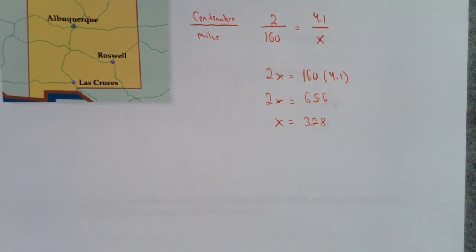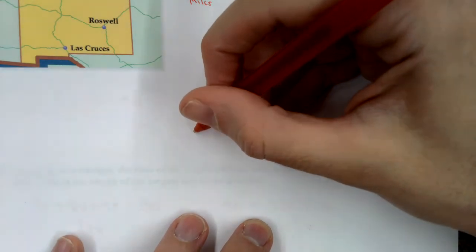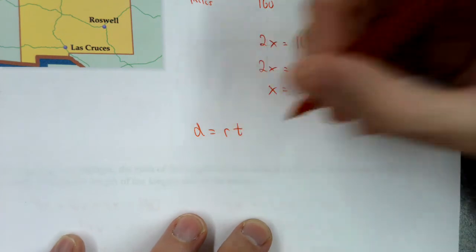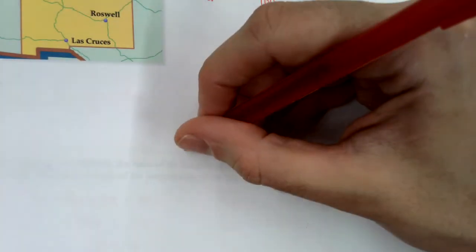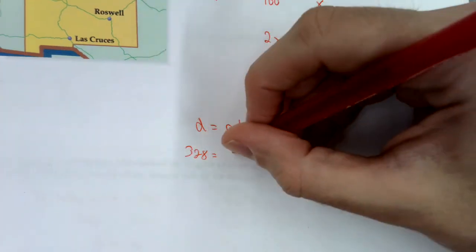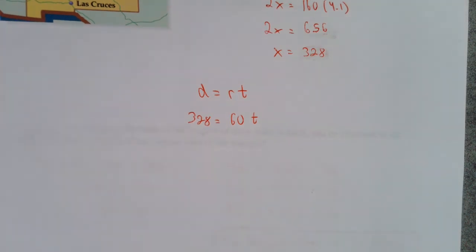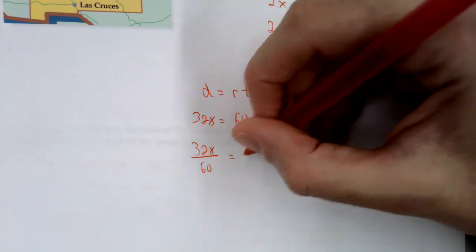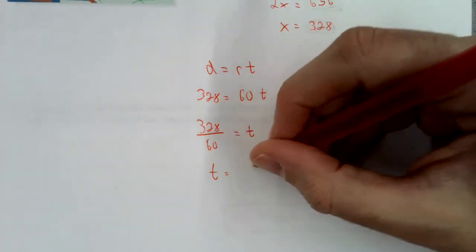Now, the question is, how long will it take you to drive if you're driving 60 miles per hour? I'm going to use this formula. Distance equals rate times time. 328 is my distance. The rate is going to be 60 miles per hour times time. Divide that by 60. 328 over 60 equals t. I'll put the t on the left so it looks nicer.